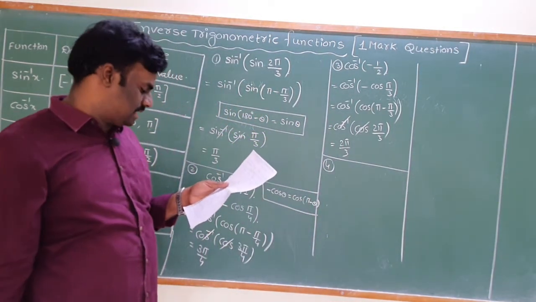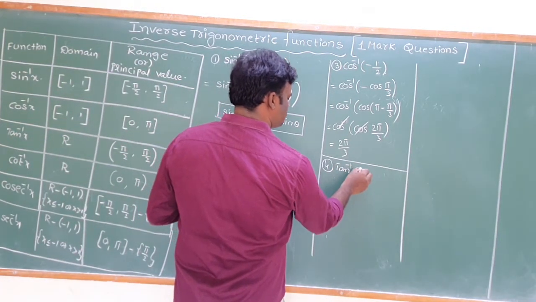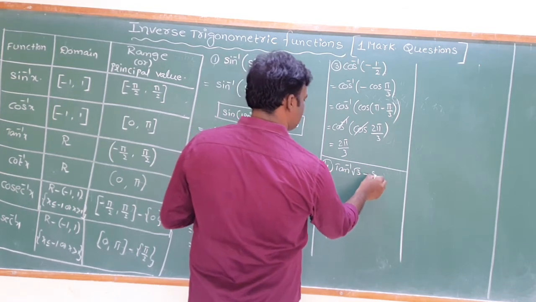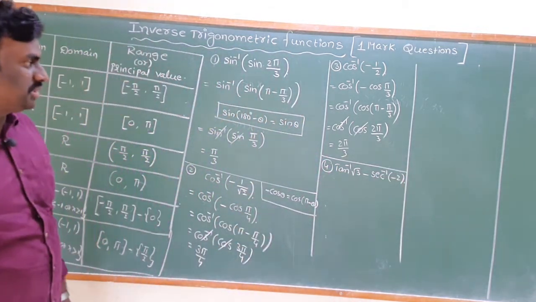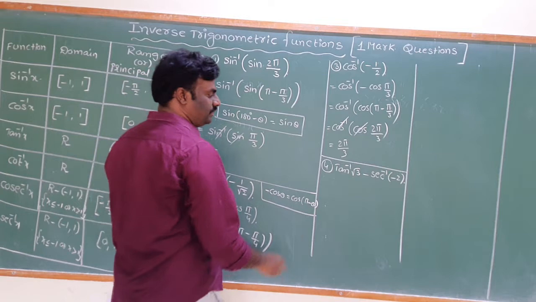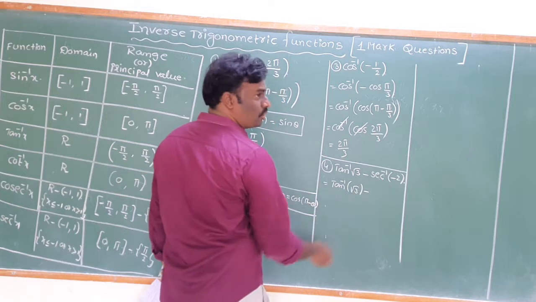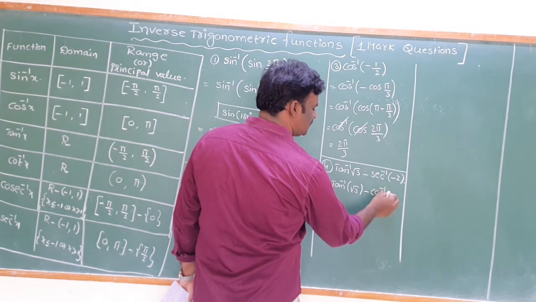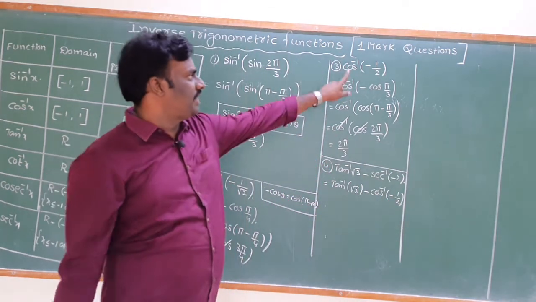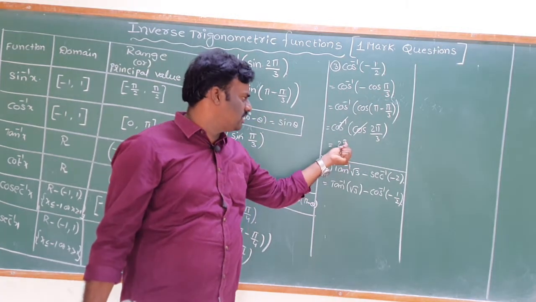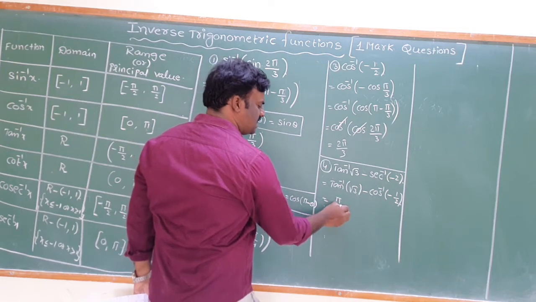Next, we will discuss the fourth question, that is tan inverse root 3 minus secant inverse of minus 2. That equals tan inverse root 3 minus the reciprocal: secant inverse becomes cos inverse, and the reciprocal of 2 will be 1 by 2. Already we found cos inverse of minus 1 by 2; how much did we get? 2 pi by 3. When tan value is root 3, it is tan 60.